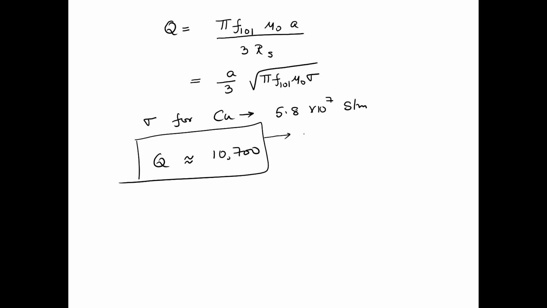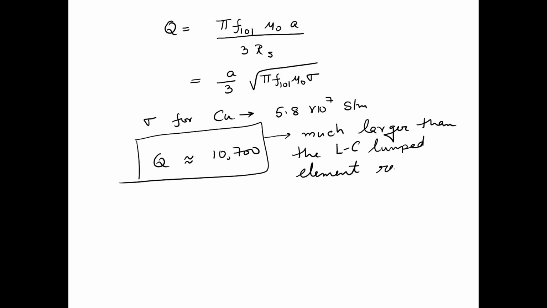This is much larger than the LC resonance circuits you have seen in your circuits course, the LC lumped element resonant circuits. In those circuits, you're lucky to get a Q of about 10. Here, the theoretical Q is slightly larger than 10,000. In reality, we won't get this Q.